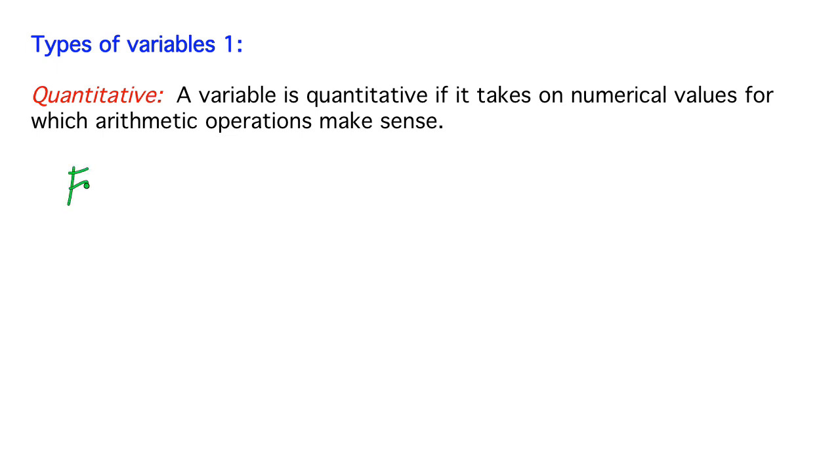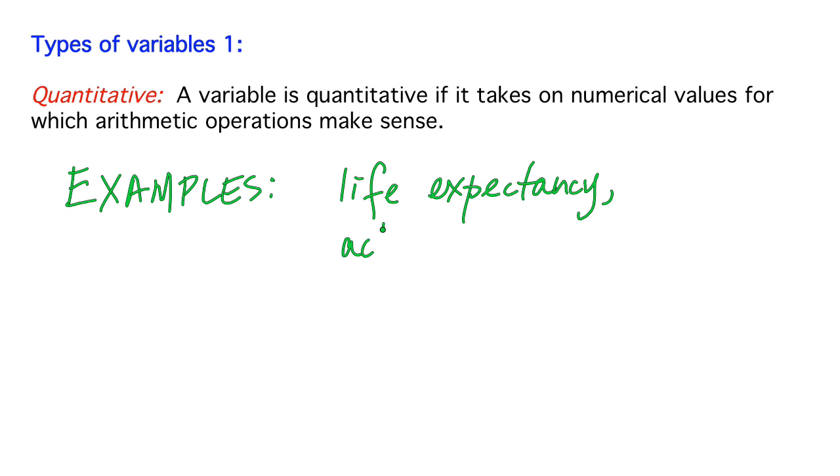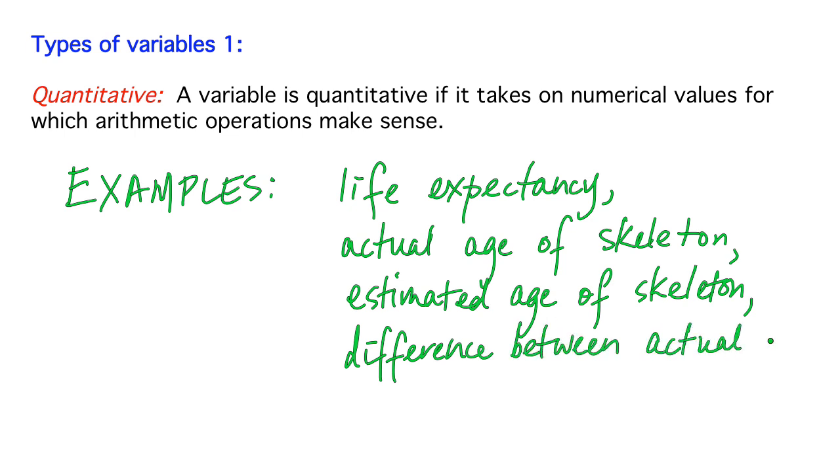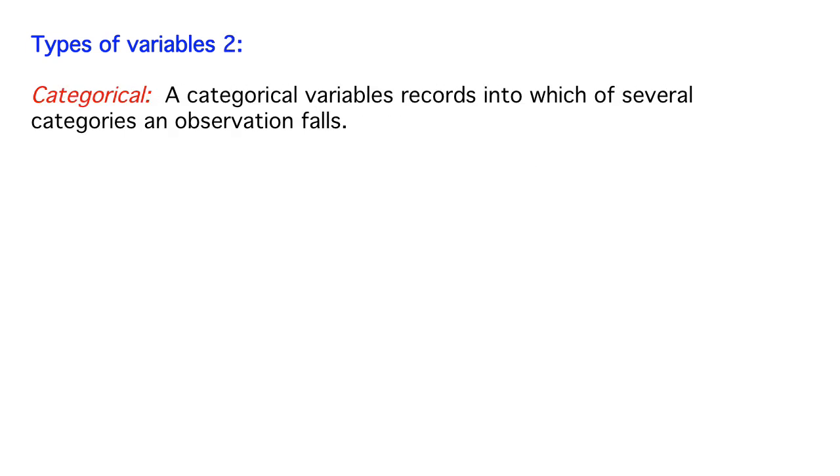Some examples of quantitative variables we've seen include life expectancy, the actual age of a skeleton at time of death, the estimated age for that skeleton, the difference between those two ages, the estimated and the actual age, and salary of the soccer players. A categorical variable records into which of several categories an observation falls.